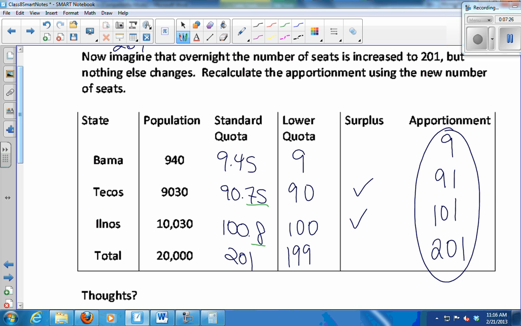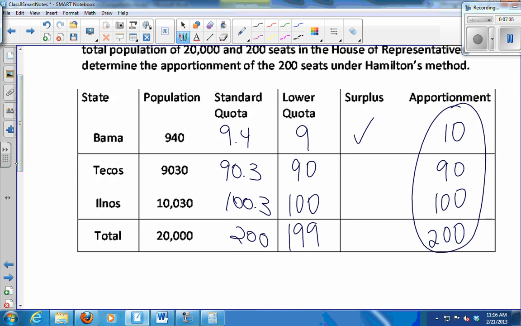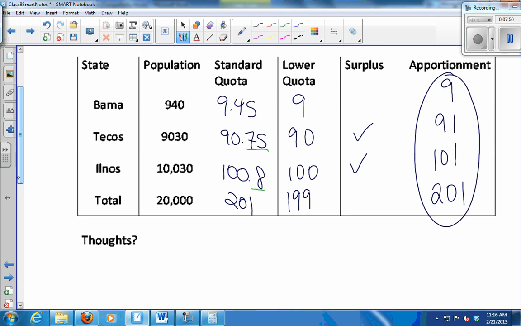So what do you think? I mean, try to put yourself in the shoes of each respective state. If you're Bama, in the previous apportionment, you got 10 seats. And then overnight, somebody decides we have an extra seat to give out. We're actually going to have 201 and not 200. And we reapportion, and what happened to Bama? They lost a seat. We had more stuff to give out, but Bama lost a seat.